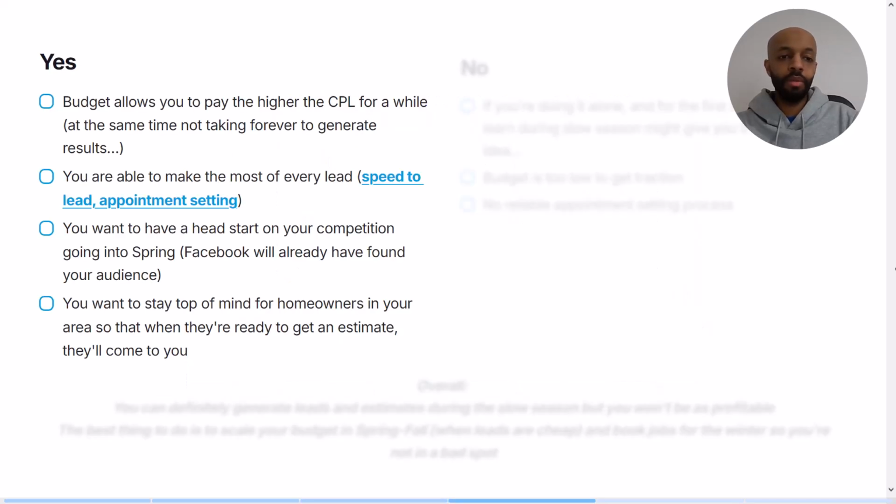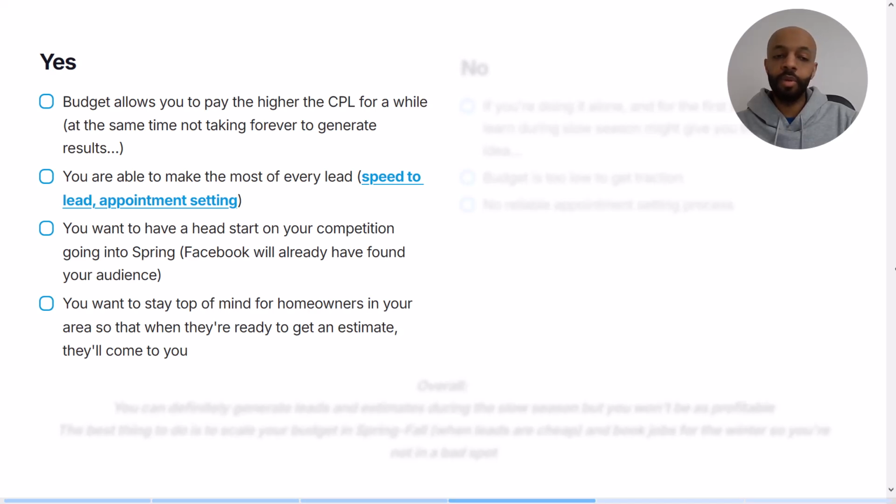Now, when it comes to should you run ads, I think you should consider running them if these things apply to you. If your budget, whatever you're planning to spend, allows you to pay the higher cost per lead for a while. Now maybe you already have an idea of what the cost per lead in your area is because you've been running ads, you just want to know if you should continue running them. But if it's the first time and your budget allows you, then I'd say fine, give it a shot. But at the same time, you don't want your budget to be too low so that it takes forever to generate results. So that's one thing.